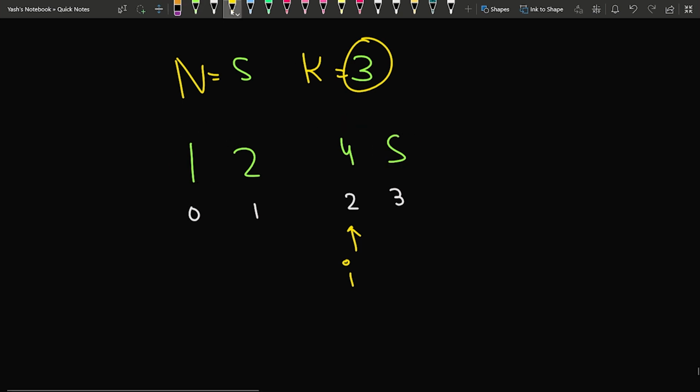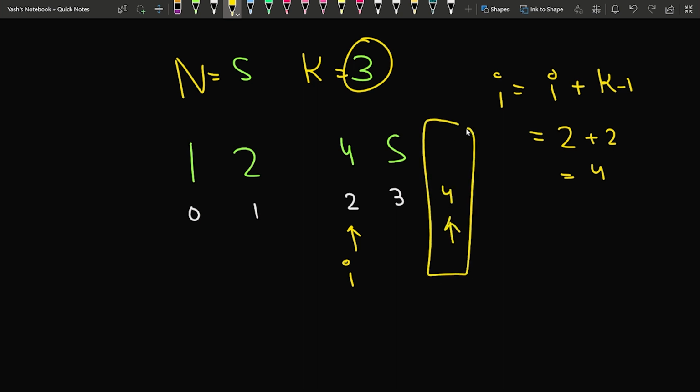But if you will observe, what am I doing? I am saying that I is equal to I plus k minus 1. And if I do that, currently I is standing at 2. 2 plus 2 will give me 4. Whereas you can see that the index 4 is not existing now in this array, because the array size is continuously reducing. So to keep this I in check, what should I do?